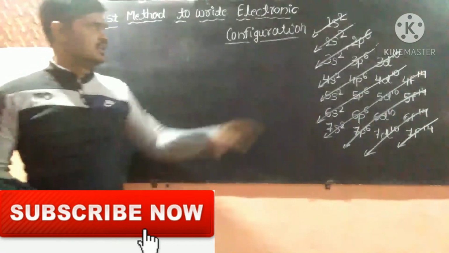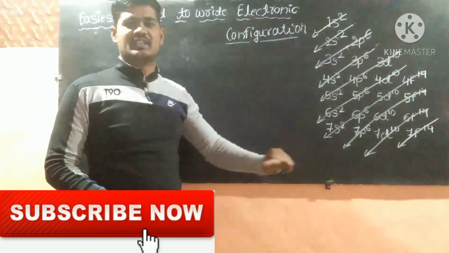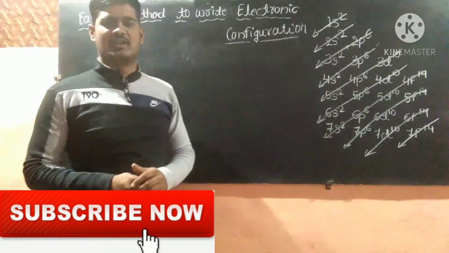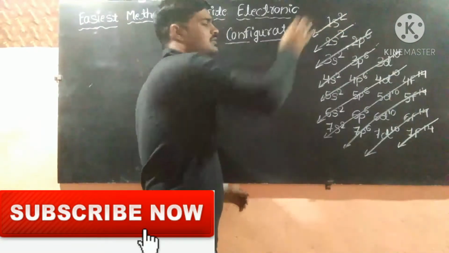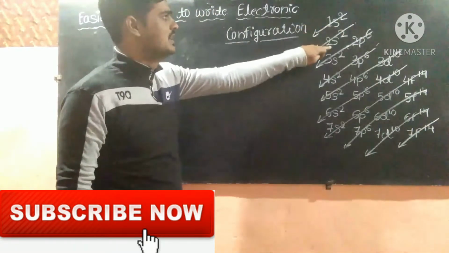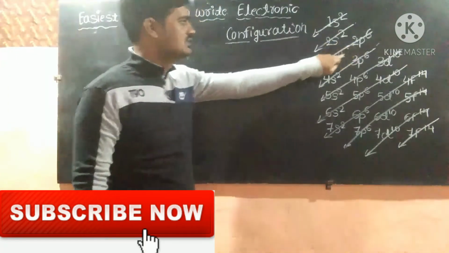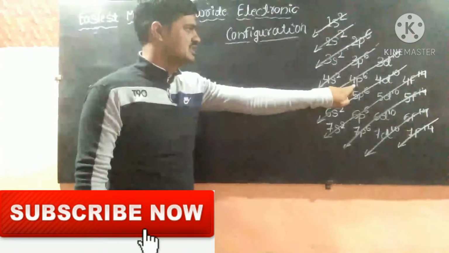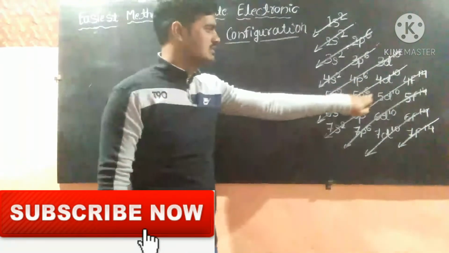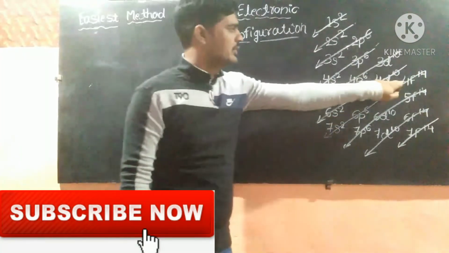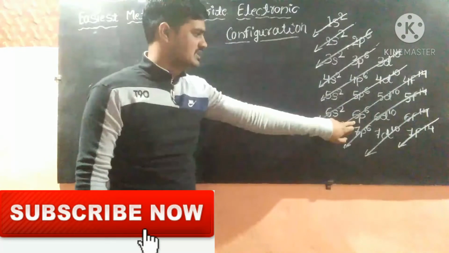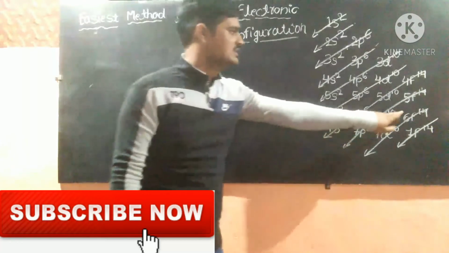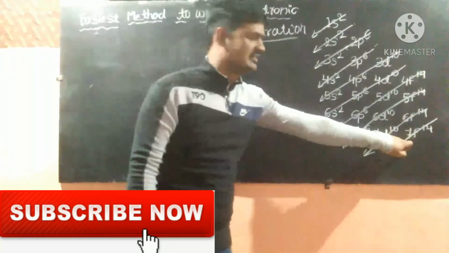Before starting, we should understand this chart once. How the electrons are going to split into various orbitals. First we have to give the electrons to 1s2, then 2s2, 2p6, 3s2, 3p6, 4s2, 3d10, 4p6, 5s2, 4d10, 5p6, 6s2, 4f14, 5d10, 6p6, 7s2, 5f14, 6d10, 7p6, 6f14, 7d10, 7f14.